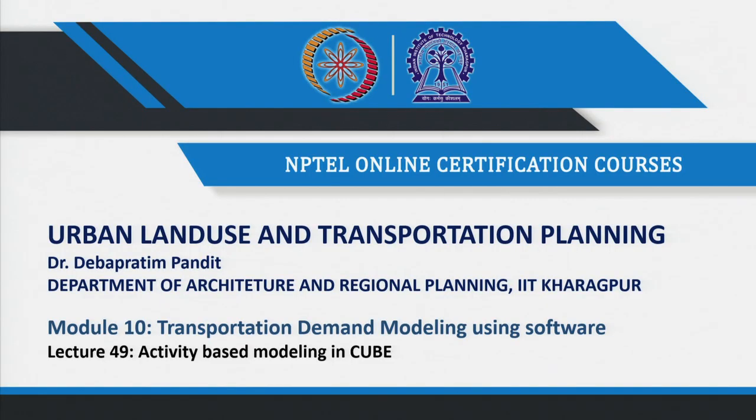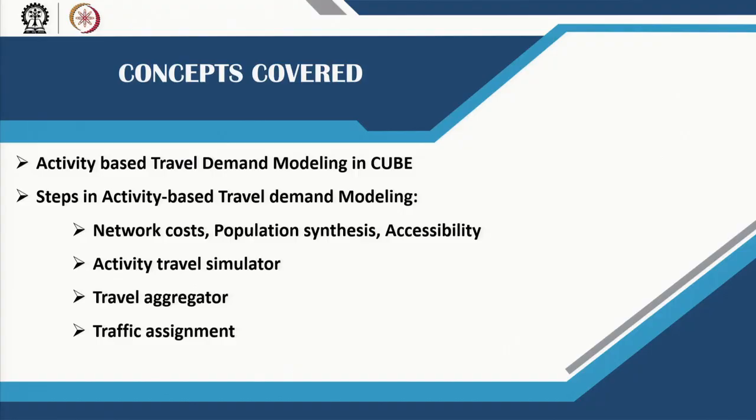Welcome back. In lecture 49, we will learn about activity-based modeling and how it is done in Cube. The different concepts that we will cover are activity-based travel demand modeling in Cube, and the different steps in activity-based travel demand modeling, such as network cost, population synthesis, accessibility, then activity travel simulator, then travel aggregator, and finally traffic assignment.